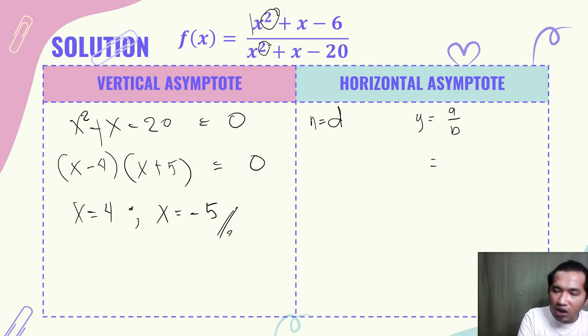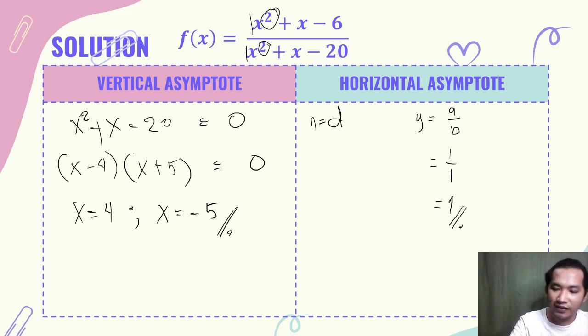And the leading coefficient of the highest degree of our denominator is 1. So, that is 1 all over 1. Simplifying it, it will give us a y value of 1. So that is our horizontal asymptote.